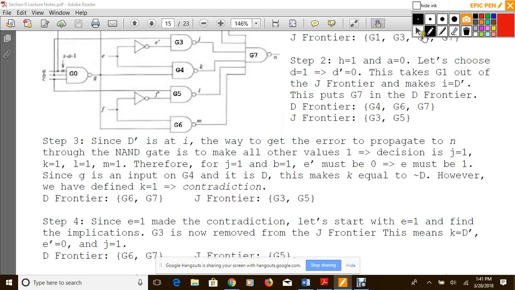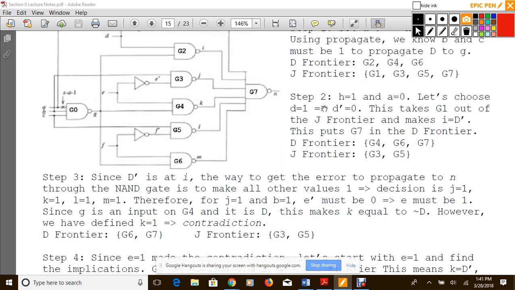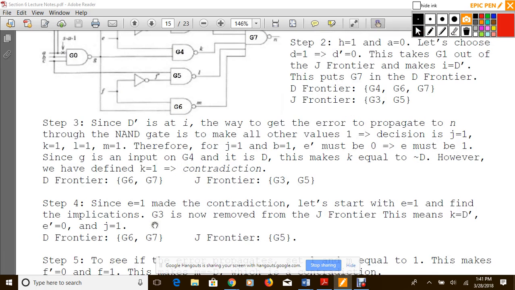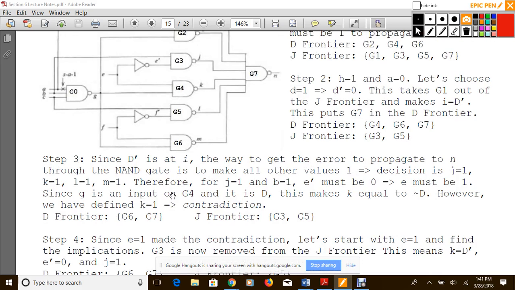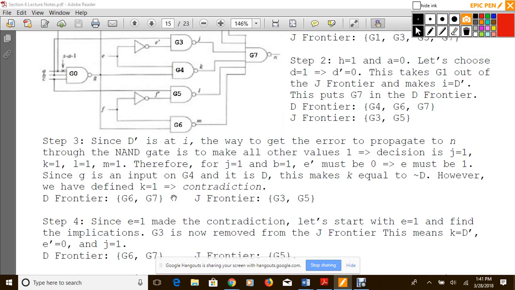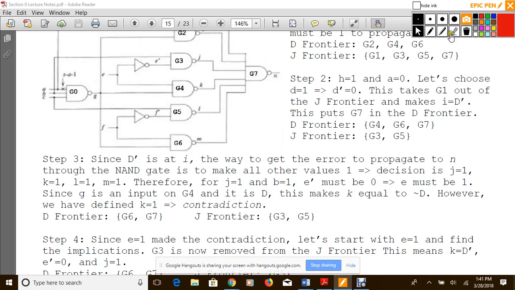So since E equals 1 made the contradiction, let's start with E equals 1 and find the implications. Right? So if E is equal to 1, what does that mean? This means that G3 is now removed from, so we already know that E is equal to 1, then we have this value here, right? 1 and 1, 0. Yeah, there we go, right?